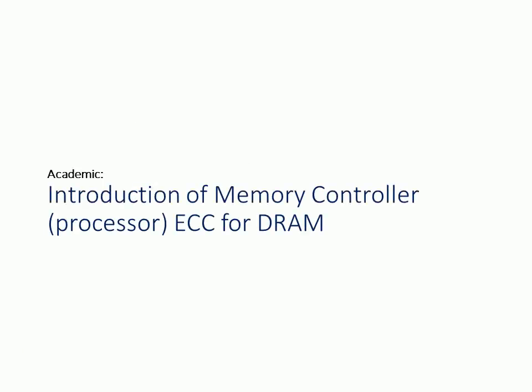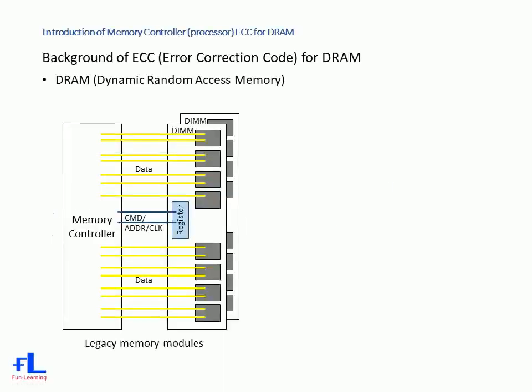Let's start with an introduction of memory controller ECC for DRAM. Legacy memory modules have just enough DRAM ICs for the memory bit capacity. Signal noise, electromagnetic interference to the circuit, or DRAM IC internal defects can cause a single bit to spontaneously flip to the opposite state. Mission-critical computers that cannot tolerate data corruption under any circumstances needed error detection and correction, EDAC.